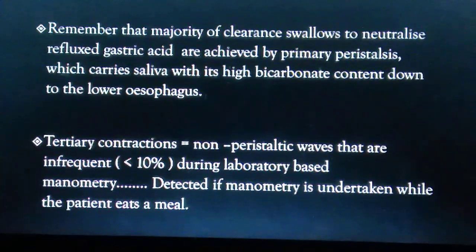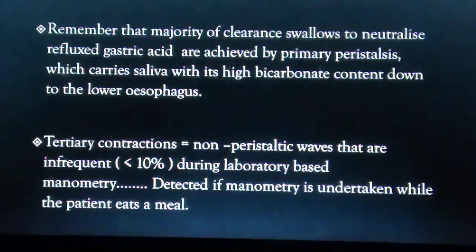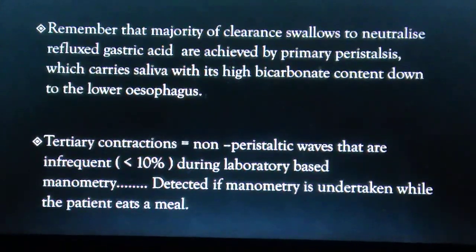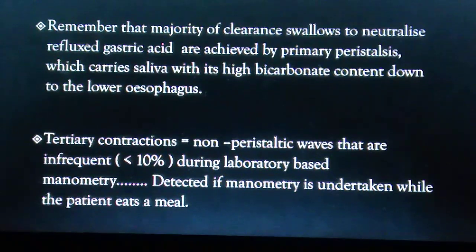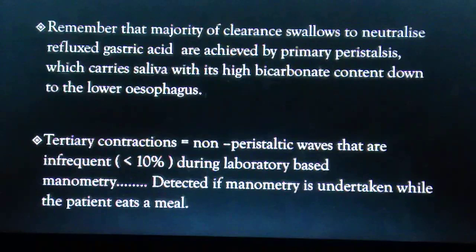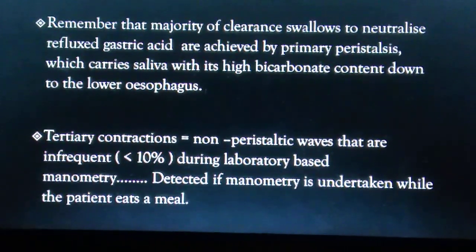And finally, the tertiary contractions. These are basically non-sequential, random, non-peristaltic waves that are infrequent, less than 10%. During lab-based manometry, they have been detected. Not so important.